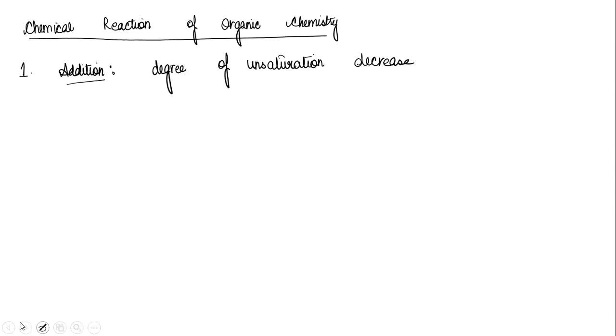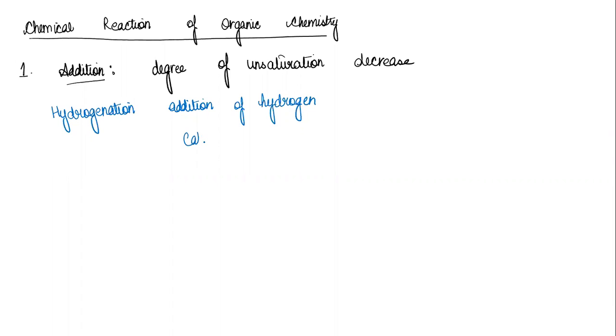Okay, then what are the types of addition reactions? Hydrogenation. What do you mean by hydrogenation? Addition of hydrogen. Addition of water. When hydrogen is added, a catalyst is needed. What is a catalyst? Because we cannot store hydrogen. Nickel, platinum and palladium, heated to 200 degrees Celsius.